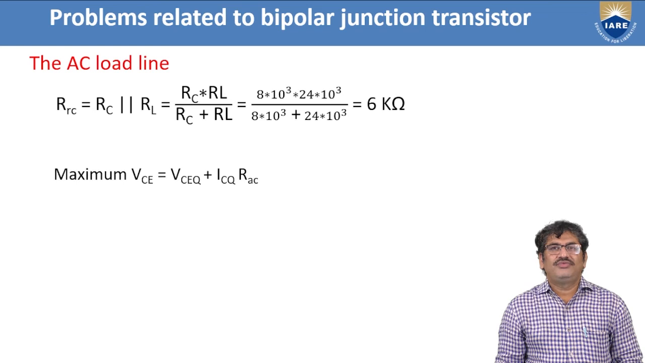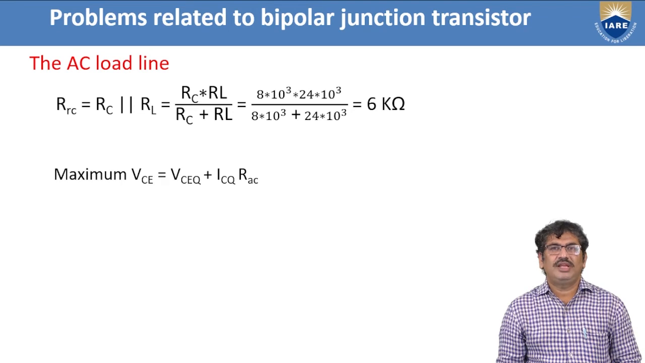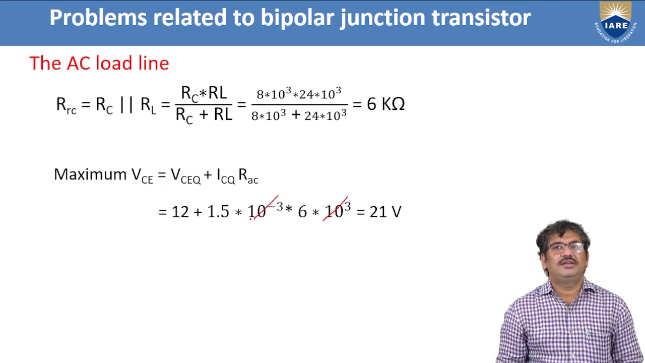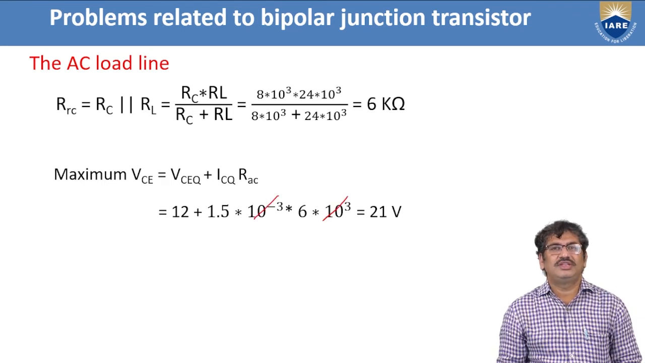Next, the maximum VCE you will get for AC load line: VCE is equivalent to VCEQ plus ICQ into RAC. Already we estimated VCEQ as 12 volts plus ICQ as 1.5 into 10 power minus 3, and estimated RAC is 6 kilo ohms, that is 6 into 10 power 3. 10 power 3 and 10 power minus 3 get cancelled, which will give maximum VCE for AC load line as 21 volts.